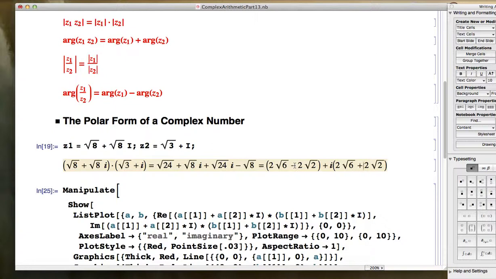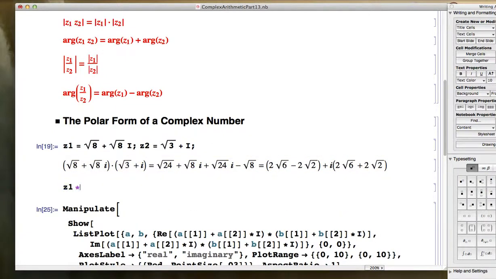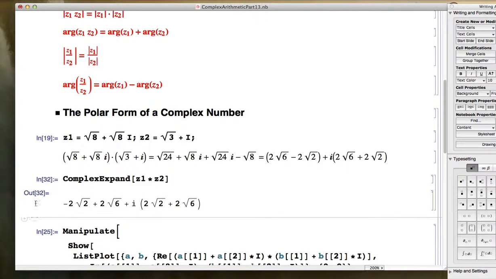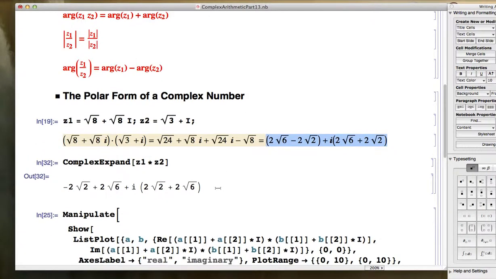Let's just go ahead and leave it as it is, and let's see if Mathematica gives us the same thing when we do z1 times z2. Actually, when you just do it like this, it will not look the same. It, in fact, didn't even expand it, but if I do ComplexExpand, nested in that command, then it will expand it and simplify a bit. And if you compare, this indeed is the same thing that we have here. Alright, so that's what it is.